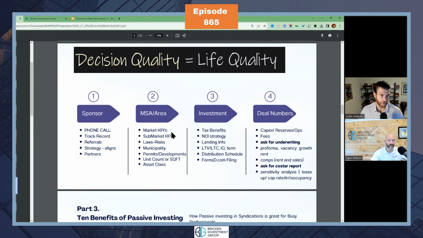It's really good on identifying key KPIs and submarket KPIs. So for example, I want to look at the population growth, the job growth, the crime and the average condo value. I want to look at the average income growth, and there's certain metrics, and you can reach out to me. I can give you those metrics that are my lowest growth requirements for a metro.